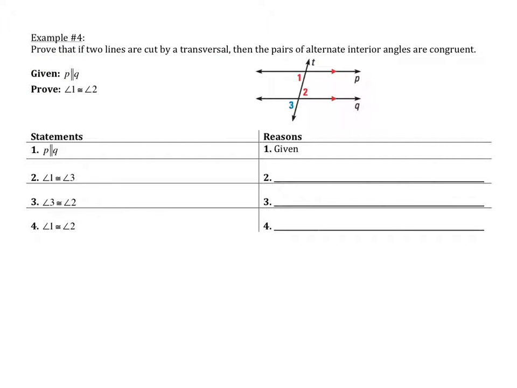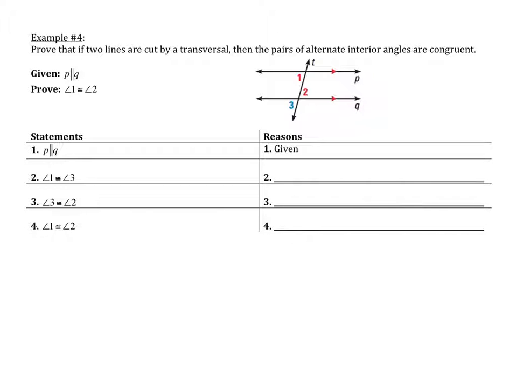Example number 4 has us doing a proof. Prove that if two lines are cut by a transversal, then the pairs of alternate interior angles are congruent. So basically we are proving that alternate interior angles are congruent, just like we figured out a few slides ago. So what we're given is that P is parallel to Q. You can also see that in the diagram. P is parallel to Q, marked by these red triangles, and they're cut by the transversal T. We're supposed to prove that angle 1 and angle 2 are congruent.